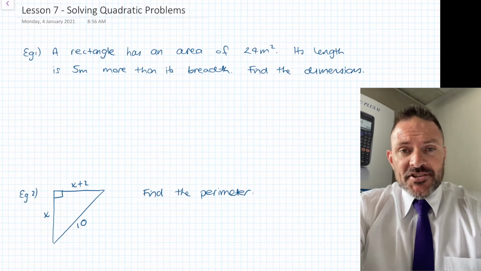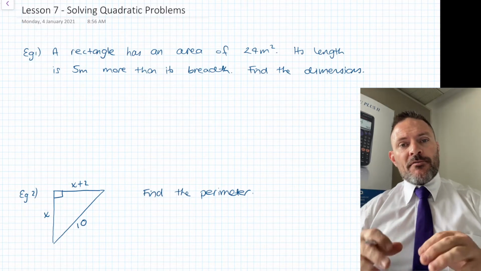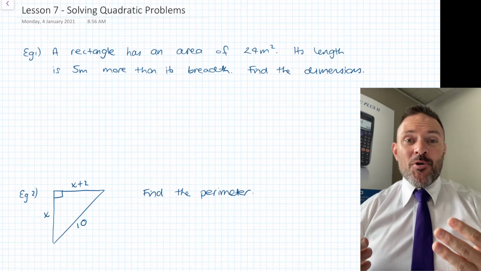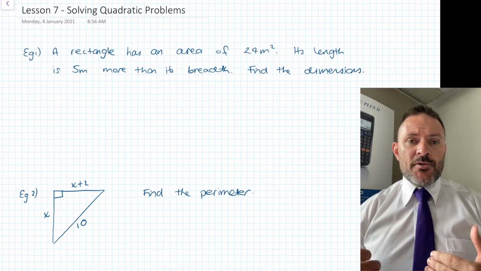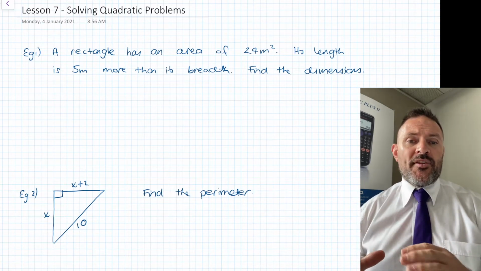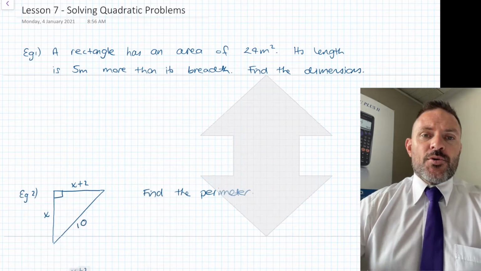Again, like the simultaneous equations, these are generally our worded questions. We have to come up with the equation from the information given to us. There are usually some pretty straightforward questions that we get. I'm going to show you two of those, and then obviously you do get some more challenging ones depending on what the numbers are. So the first one is a really usual sort of question.